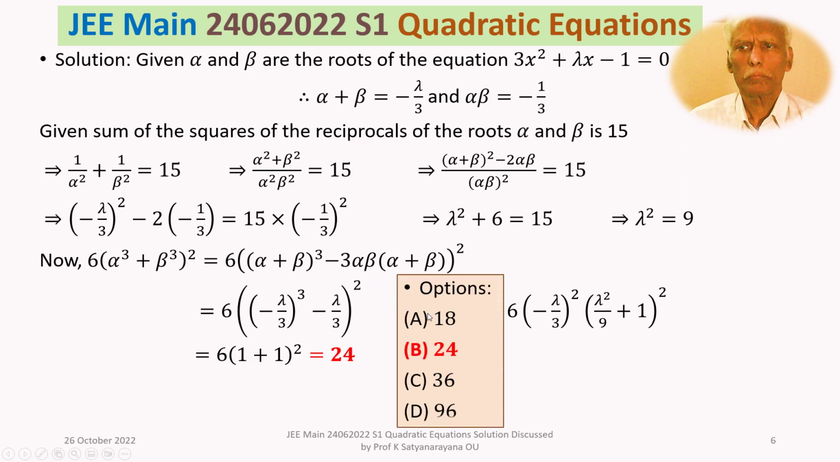Let's look at our options. Our answer 24 appears against option B. Therefore, our answer is option B.